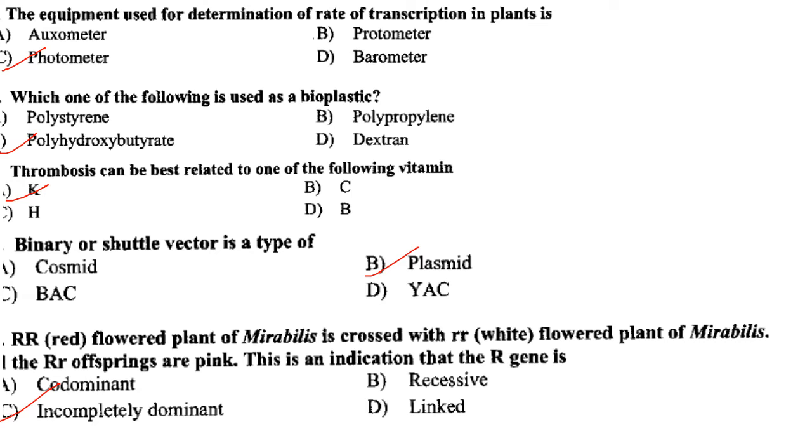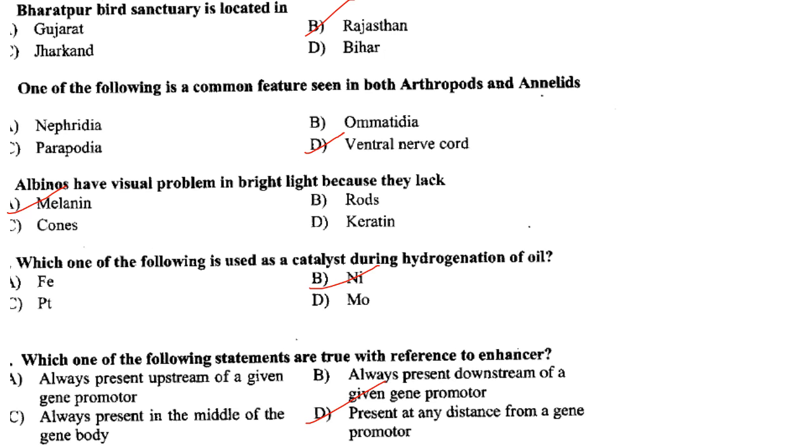Then capital R, that is red flowered plant of Mirabilis, is crossed with white flowered, that is small r plant of Mirabilis, and the capital R small r offsprings are pink colored. This is an indication that the R gene shows incomplete dominance. That is also a direct question. They give Mirabilis as an example for incomplete dominance studies. Answer is option C. Then Bharatpur Bird Sanctuary is located in... It is located in Rajasthan.